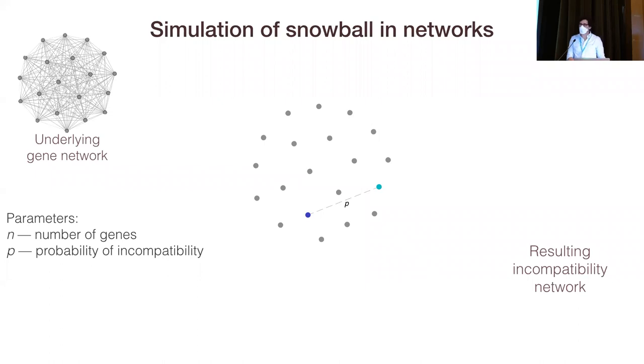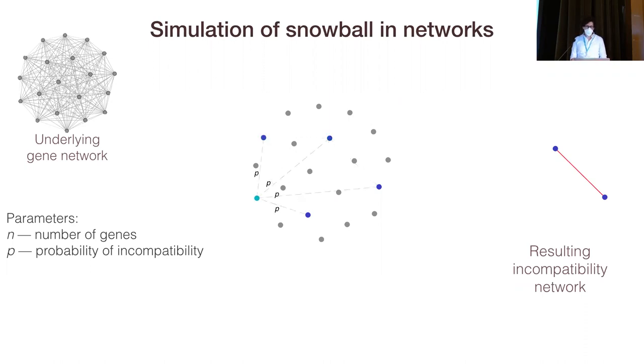So the first one, of course, is not incompatible with anything, but by the second one, you have a single edge with P. By the third one, you have two P's. And then maybe with some luck, you have one realized DMI. So we record that in something that we're calling the resulting incompatibility network, which is not much more than a subgraph of the underlying gene network.